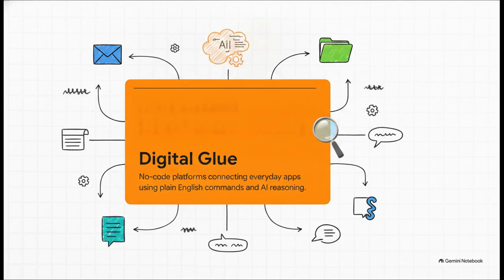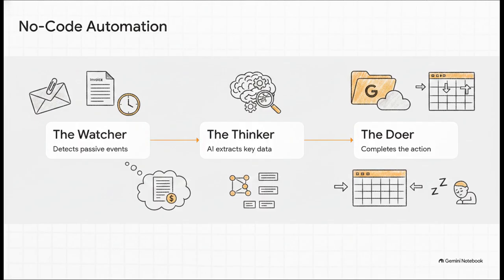These agents don't just quietly connect apps behind the scenes anymore. They can literally see your screen, they control your computer's native graphical interface to automate your daily chores, shopping, and booking, completely on their own. Let's look at how these agents actually pull this off by mapping them onto a simple watcher, thinker, doer pipeline.